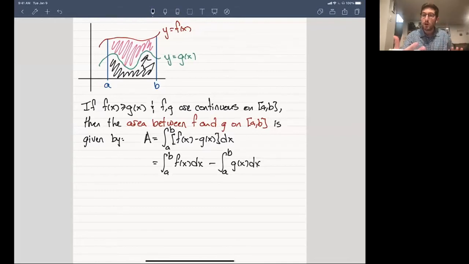Okay, so the principle is fairly simple. So let's see it in action. Let's do some examples here.